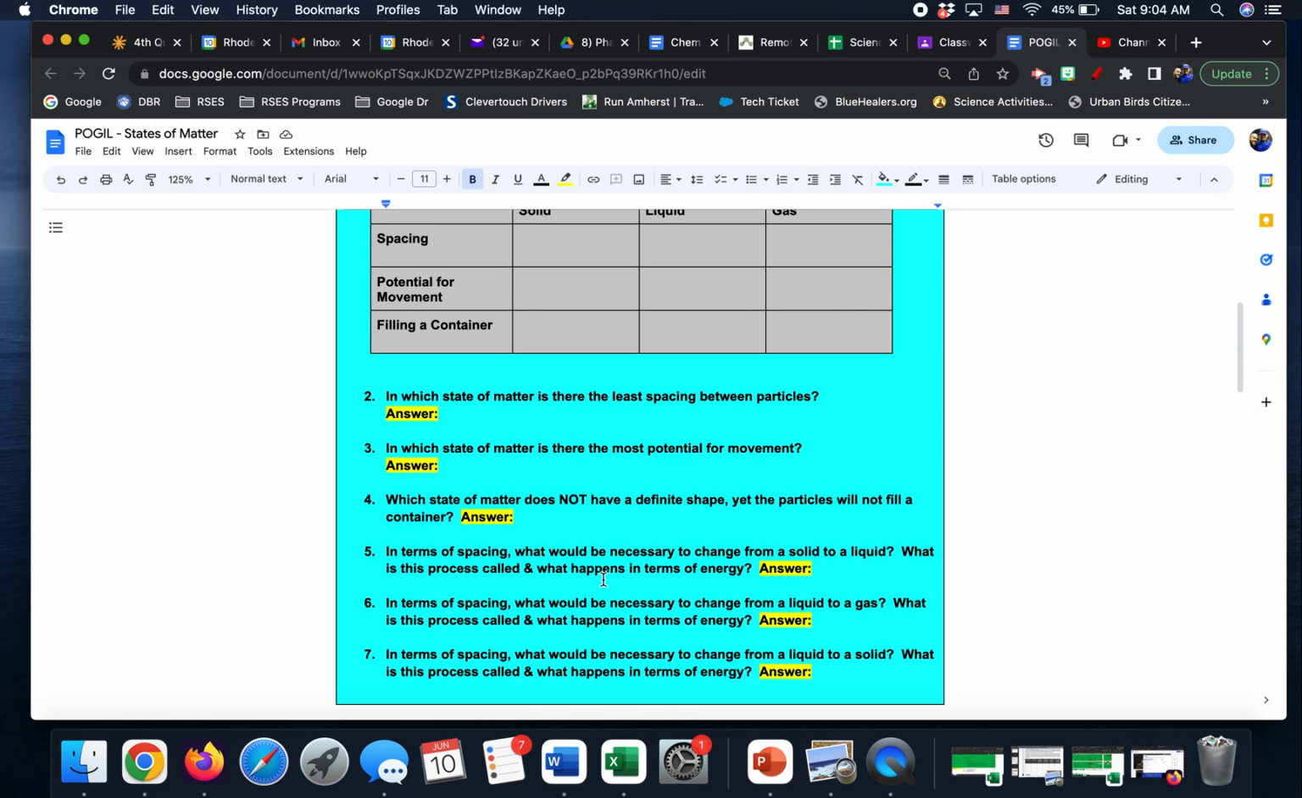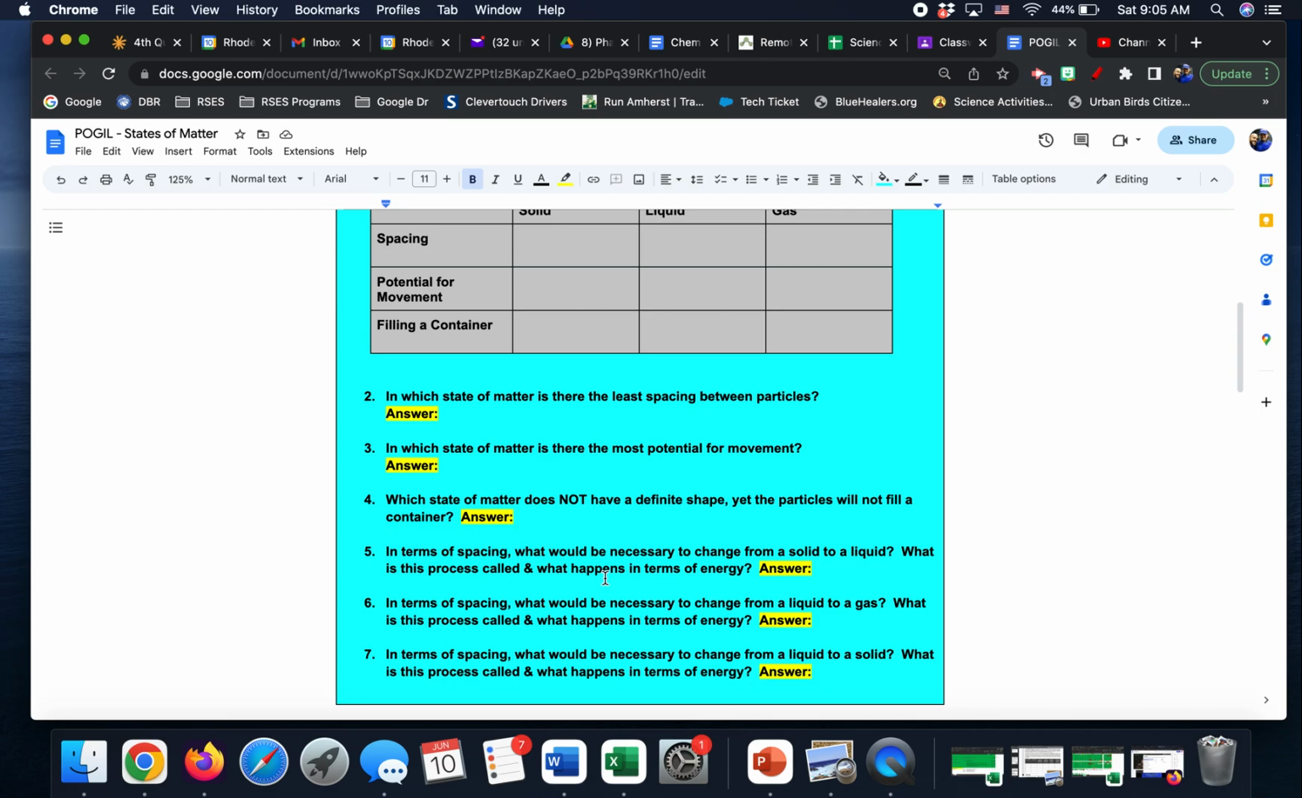Number 5, in terms of spacing, what needs to happen if you're going from a solid to a liquid? In other words, are they going to become more spaced out, or get closer together? And what's this process called? What happens when we're talking about energy? Are we absorbing or releasing energy? And if you know the name, melting, freezing, condensation, evaporation, that would be great to put here too. But as long as you put absorbing or releasing heat, and if it's getting more spacing or less, that's fine.